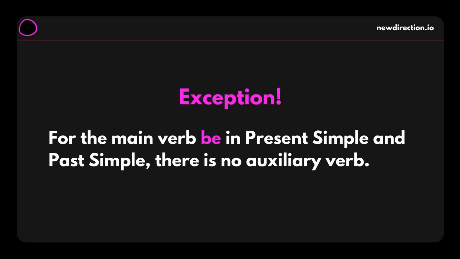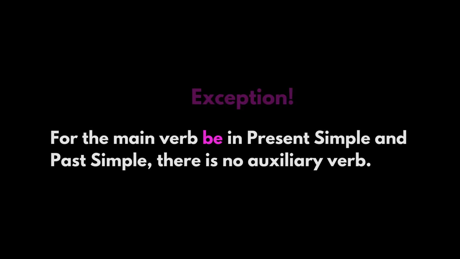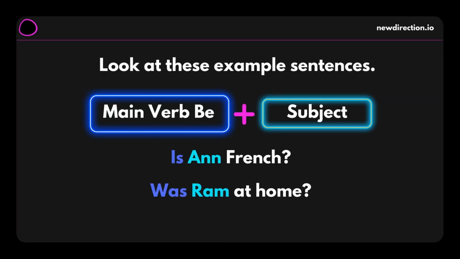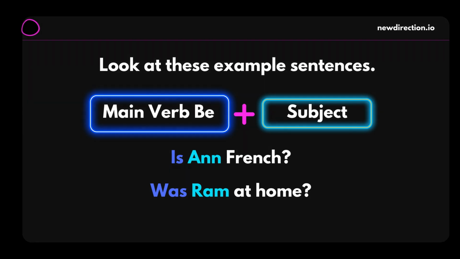But again, with the main verb be, we don't need an auxiliary verb. Let's have these examples. "Is Anne French?" Yes or no? "Was Ram at home?" Yes or no? With this, we have only the main verbs is and was, and the subjects Anne and Ram. Additional information is included, such as French and at home. Again, these two sentences end with a question mark.